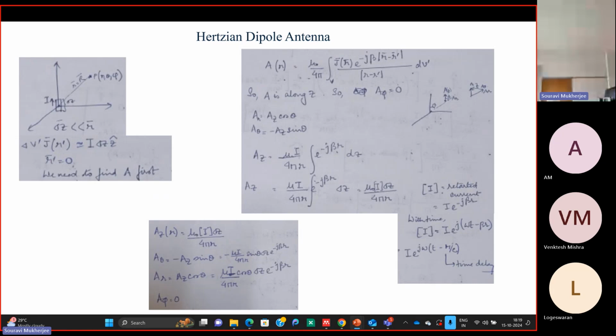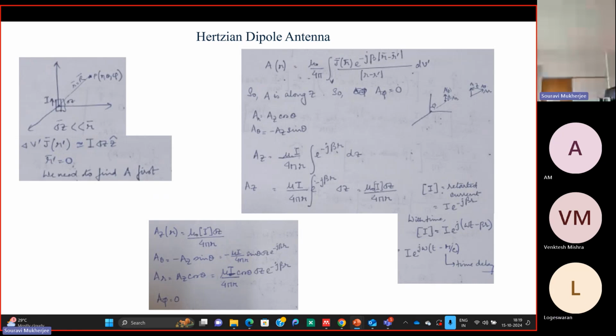Okay. And here we are considering it to be along Z. So you can just write it as I delta Z, Z cap. And to simplify the calculations, one can consider it to be at the origin, so R prime is taken to be 0. So now we need to find A first. So how do we do it? This is our general expression of A.